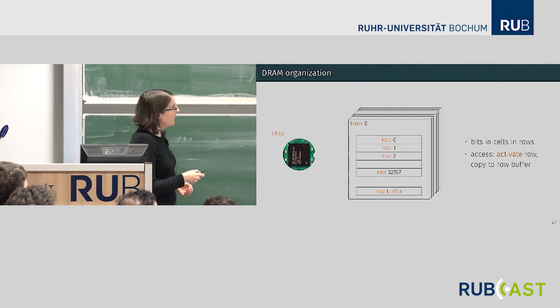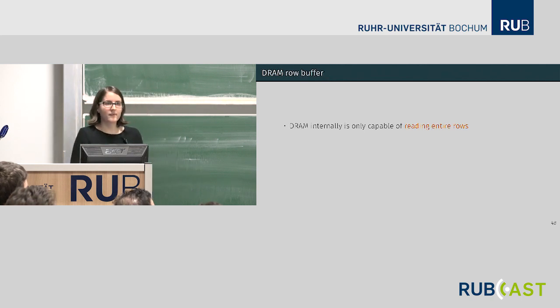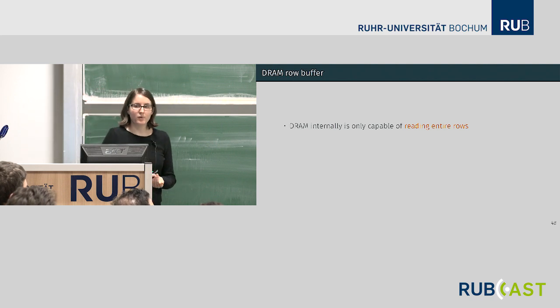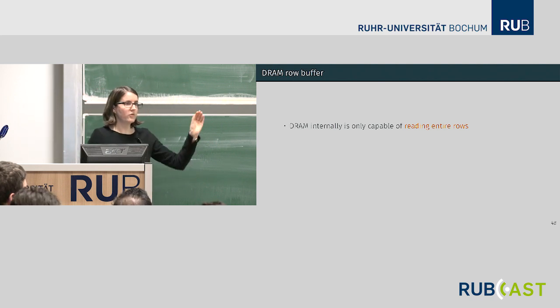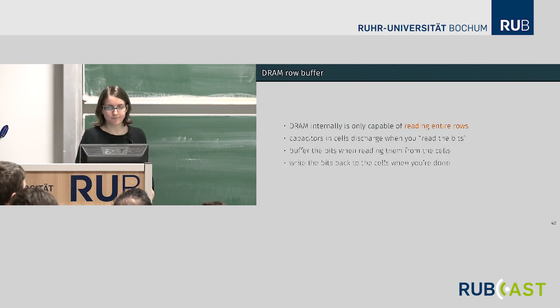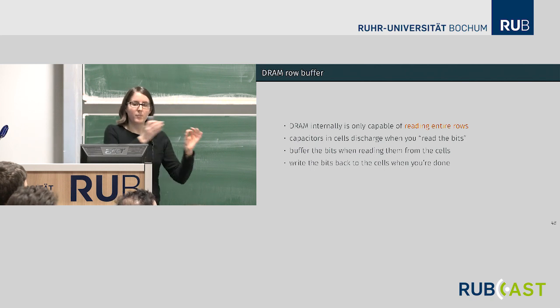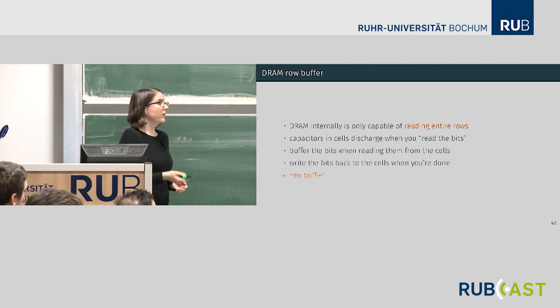And when you perform one access, what the CPU does, it activates one row, and it copies it to the row buffer. So the thing is that DRAM internally is only capable of reading entire rows. You cannot just read one byte from the DRAM. It will always read the entire row. And you have capacitors that discharge when you read the bits. So the idea is to buffer the bits when reading them from the cells and write them back when you're done. And this is what the row buffer does.